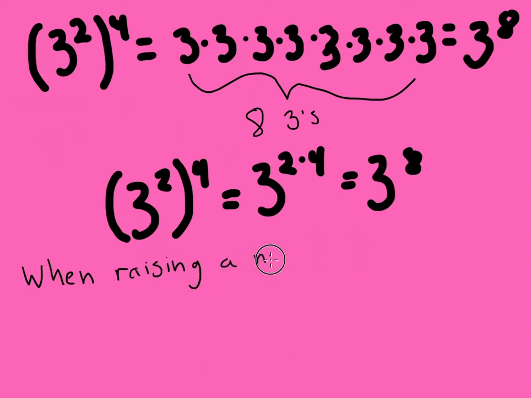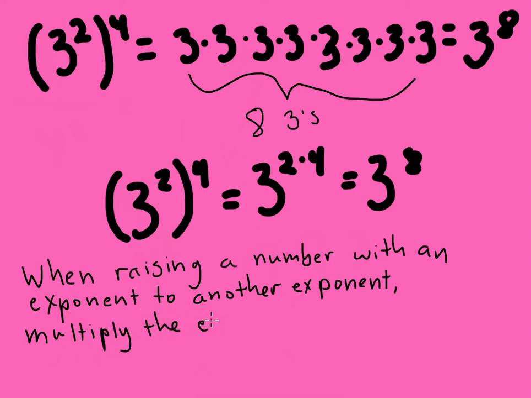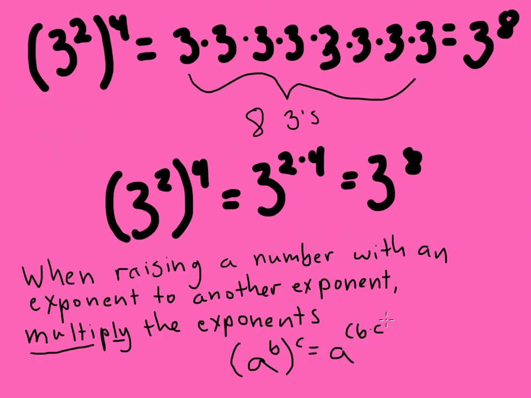So, when raising a number with an exponent to another exponent, or raising it to another power, we multiply the exponents. We multiply them. So that's 2 times 4 makes 3 to the 8th power. It works the same way with variables. A to the b power raised to the c power is just going to be a to the b times c power.